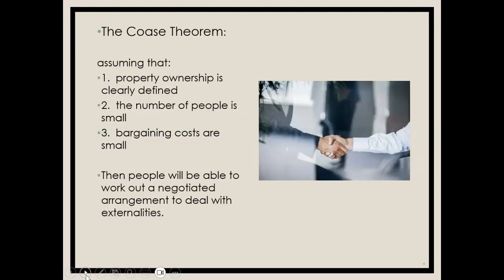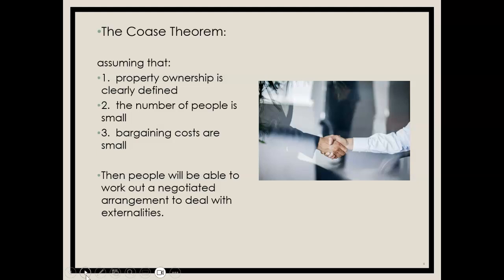Okay, let's start with that first idea that people can work out these problems for themselves. For economists, this idea is based on something called the Coase theorem. It's named for an economist named Ronald Coase, who was a very famous Nobel Prize-winning economist who lived about 100 years ago. And the Coase theorem goes as follows.